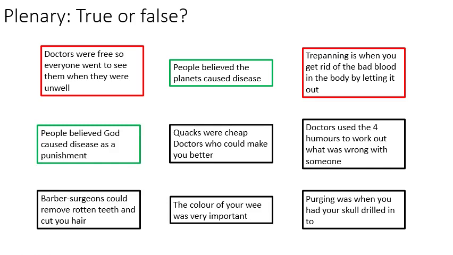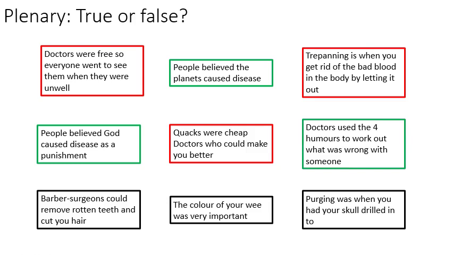Number 5, quacks were cheap doctors who could make you better. All right, and that is definitely wrong. They were not doctors. They had no medical training, and they often made you more unwell. Number 6, doctors used the 4 humours to work out what was wrong with someone. And you should have put green for that.